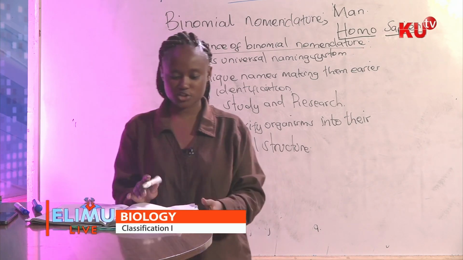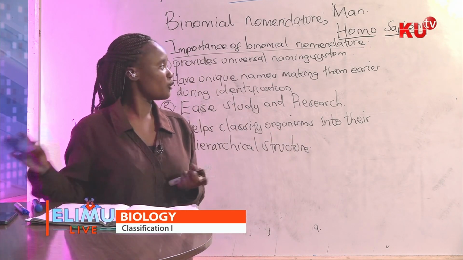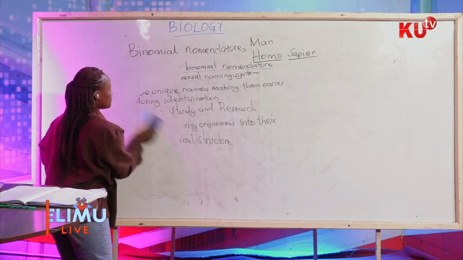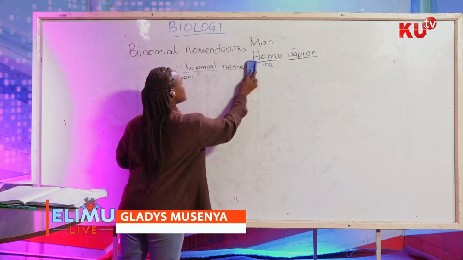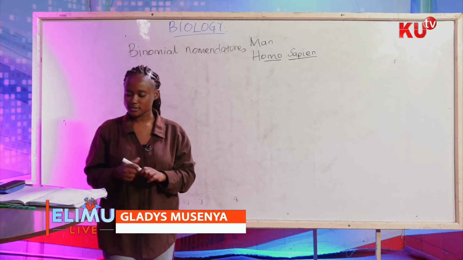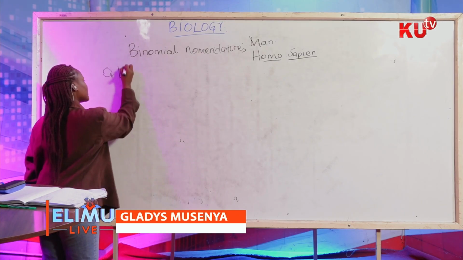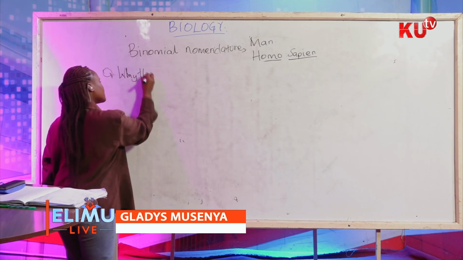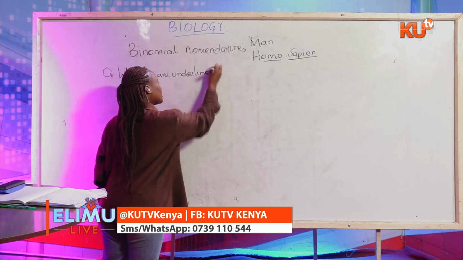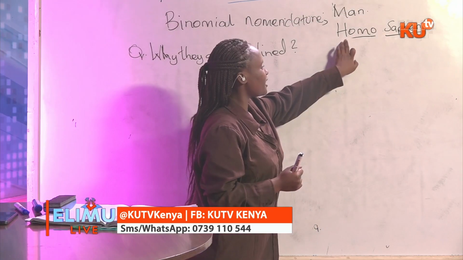Now, we have some questions here. Why is it supposed to be underlined? I had given you the example of Homo sapien. So we have this question of why they are underlined. Why should we underline the words and the names? I have underlined here Homo and sapien.